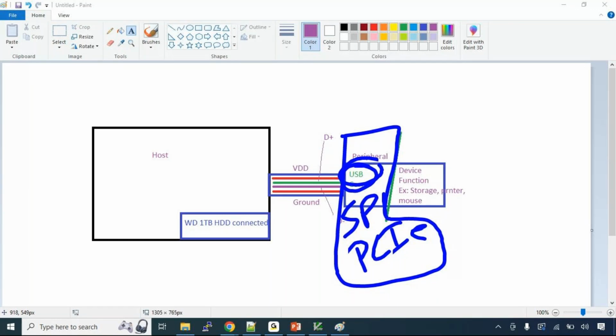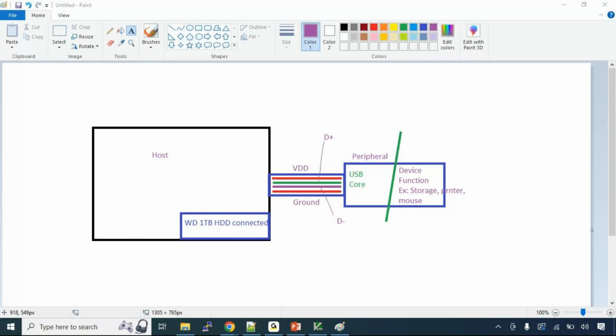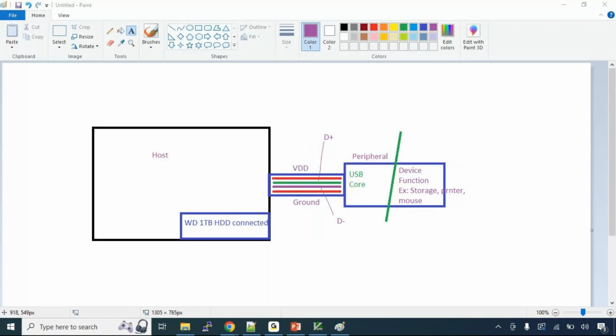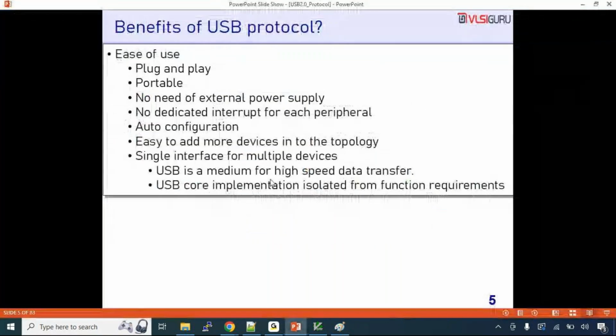We could in fact use SPI also. To implement your storage device, I could use SPI protocol, implement an SPI core here and the remaining device function. I could even use PCI Express. I could even use AXI, for example. But AXI I can't use because it's outside the peripheral, so I can use any of the peripheral protocols. But the point is, USB is the one which suits best for my requirement. So the point you need to understand is, USB is just a medium for high speed data transfer. It is just providing that platform. Did you understand what we mean by medium for high speed data transfer?